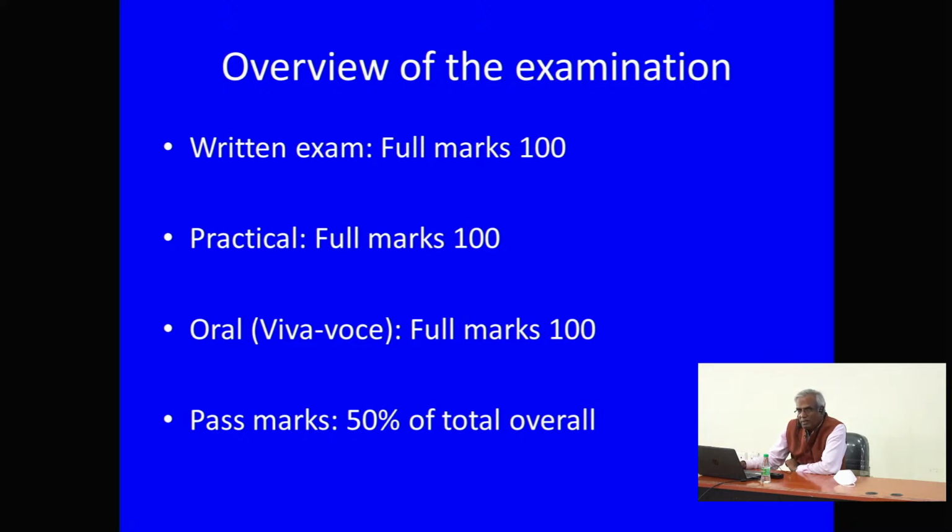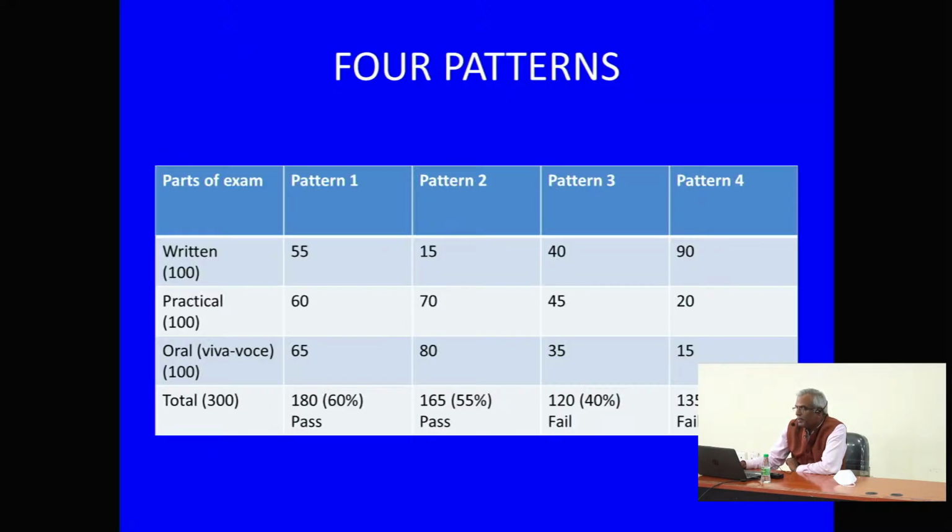The dean appointed a committee to examine whether there is actually a problem, and if there is, to investigate it. The exam was like this: written exam full marks 100, practical full marks 100, oral full marks 100. Pass marks was 50% in total overall. The committee looked at the marks of each student across the 3 exams, written, practical, oral. They found that these students fall into 4 patterns. And remember, each pattern belongs to a certain number of students, not one student.